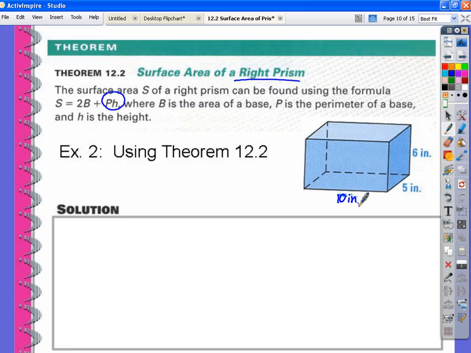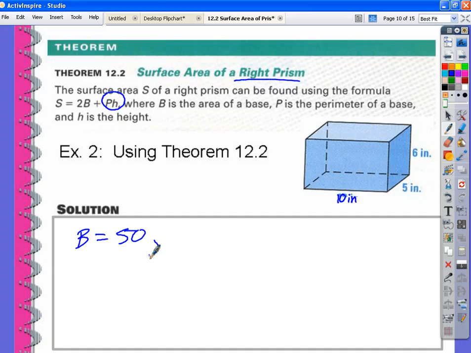50. Okay, so B is 50. What's the perimeter of the base? How do I calculate the perimeter of a rectangle? No, the perimeter, the distance around the base. 10 plus 5 plus 10 on the back plus 5 on the left side. So for a rectangle, it's just 2 times 10. I've got 2 lengths and 2 widths. 2 times 10 plus 2 times 5. So 30. Okay.